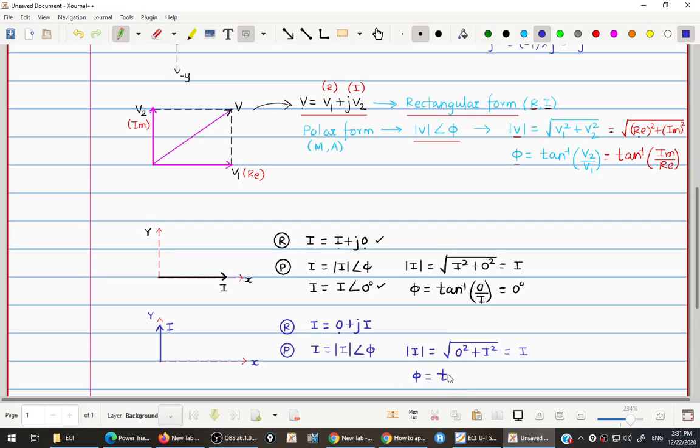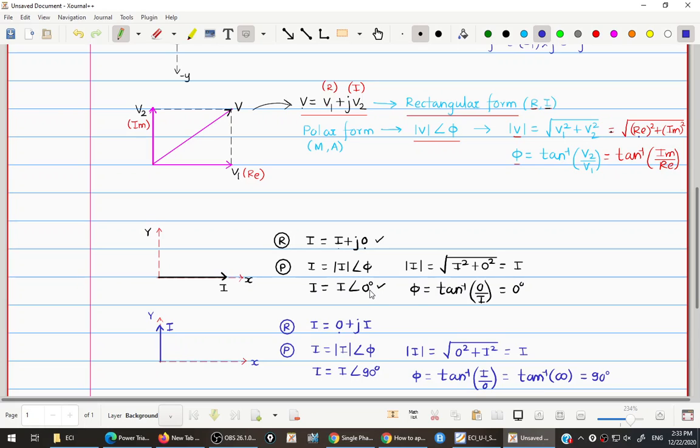And what about the phase angle? Phase angle is tan inverse of the imaginary part, which is I, divided by the real part, which is 0. So I divided by 0. Anything divided by 0 is infinity, so you get tan inverse of infinity. And we know that tan inverse of infinity is 90 degrees. So friends, your current now has magnitude I and phase angle 90 degrees. So I at an angle of 90 degrees is the polar representation of this phasor diagram.